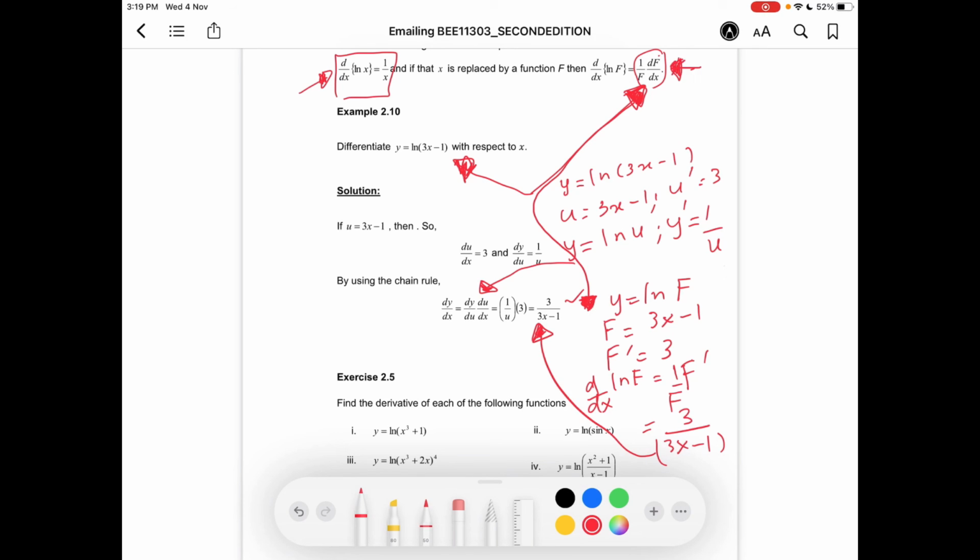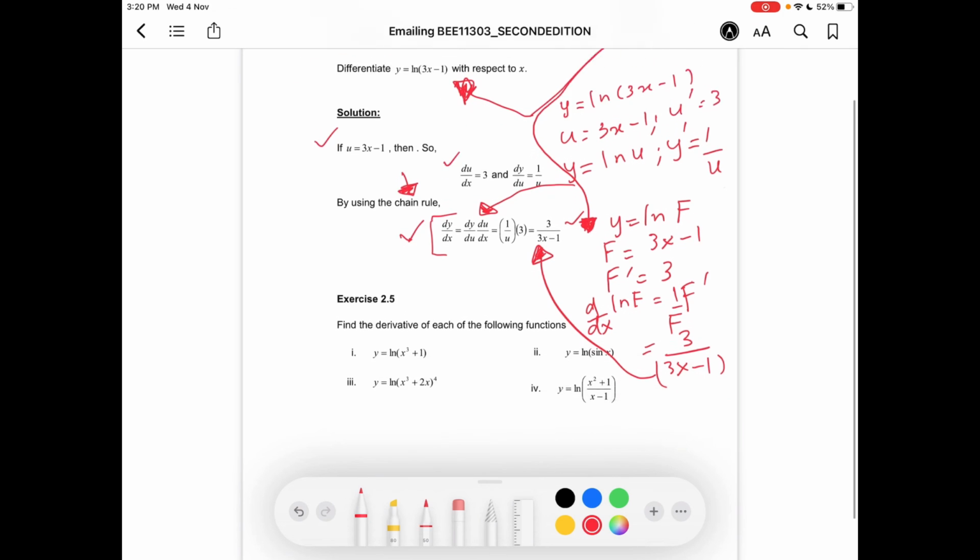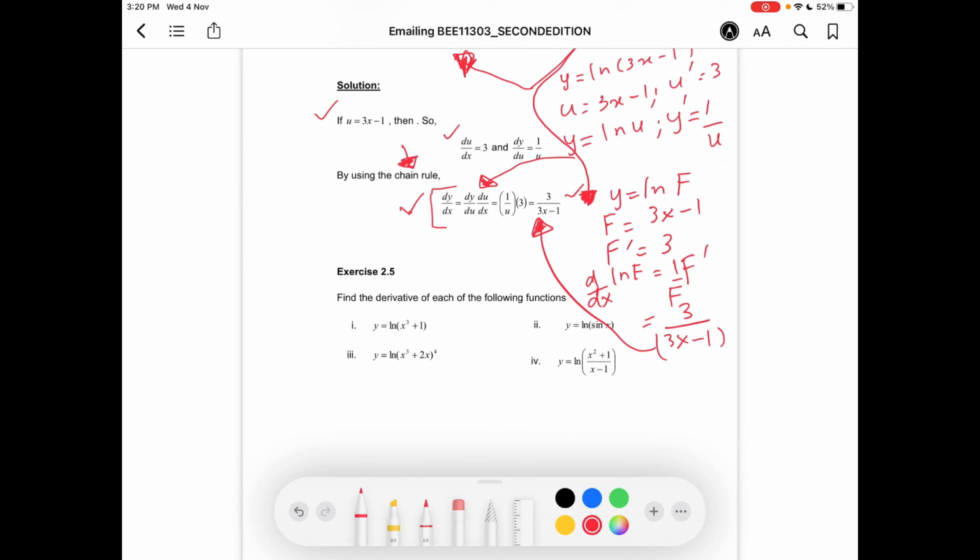But again, if the question asks you to use the chain rule, you have to show this formula and do it step by step, this one and this one. I hope that one is clear.